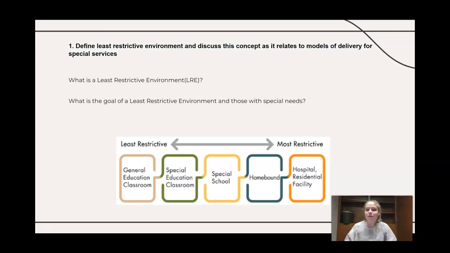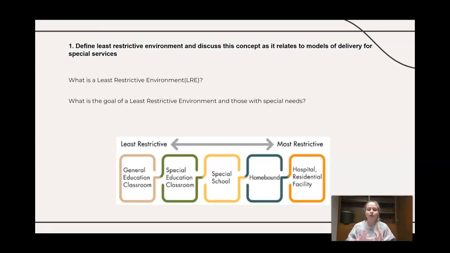What is the goal of a least restrictive environment for those with special needs? It's basically to keep them in a normal daily routine as much as possible. You don't want the child to feel secluded, and you don't want them to feel left out just because they do have a special need. You want to be able to give them the best education possible in the same environment as their peers.